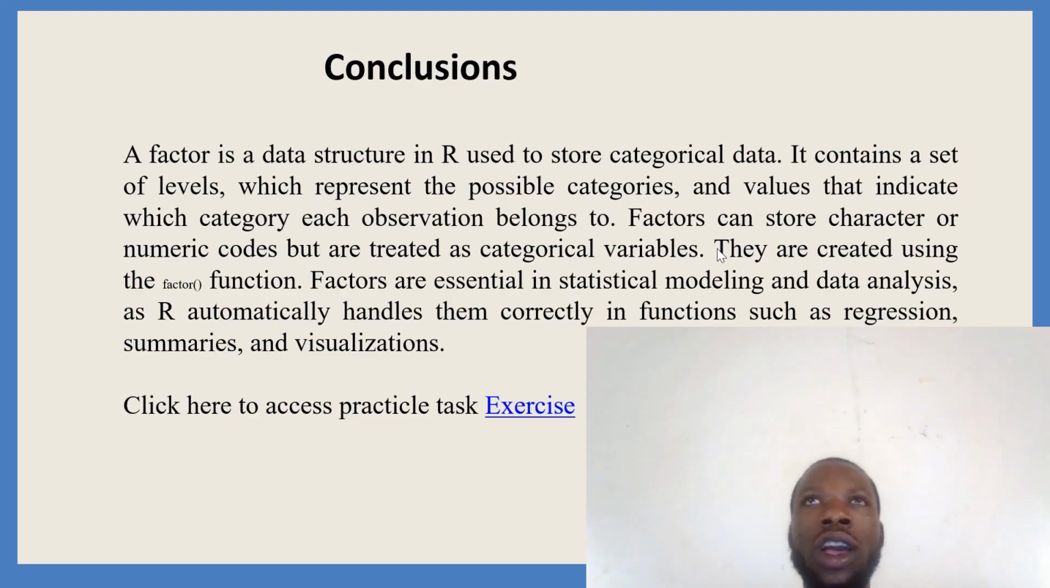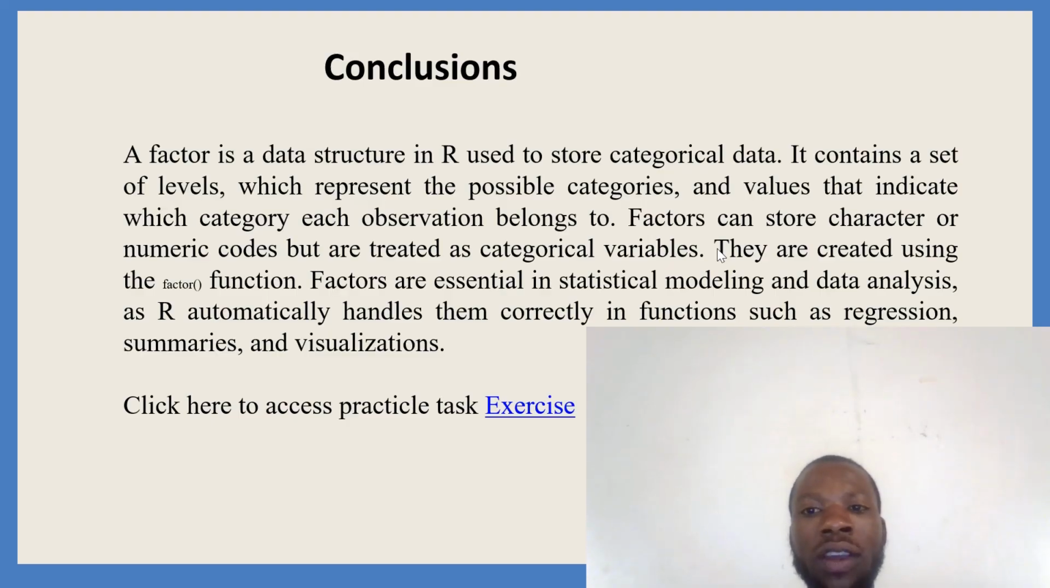But we use a factor when we are interested in label defining, label values. If I say label defining, I have 1 and 2, but I need them to be represented as female or male, or I have female and male, but I need them to be represented as 1 and 2. That's what I'm trying to say. So they are also created using the factor function. As we have seen, you can use the factor function or as.factor.